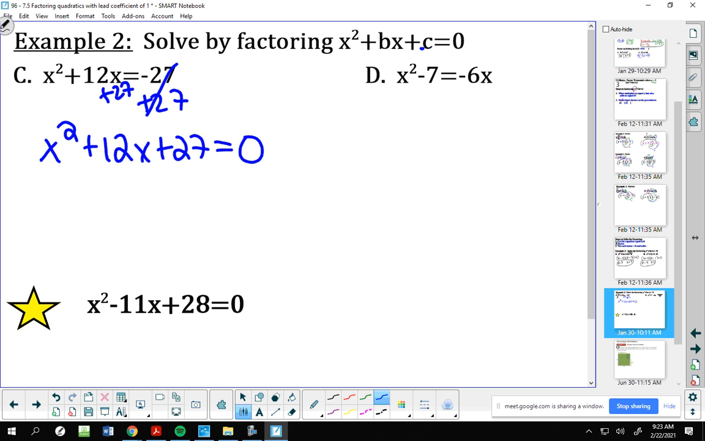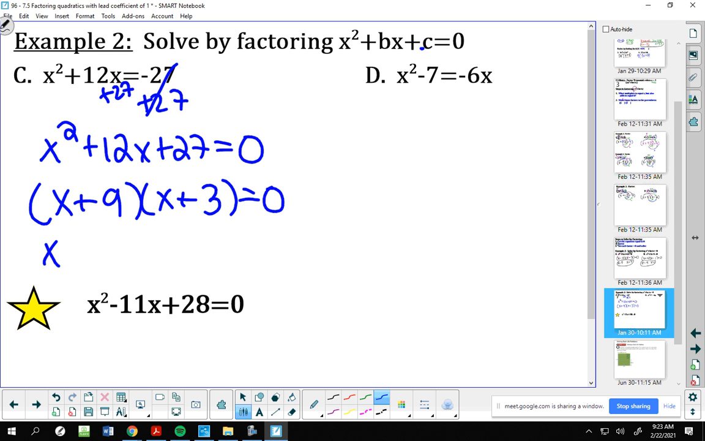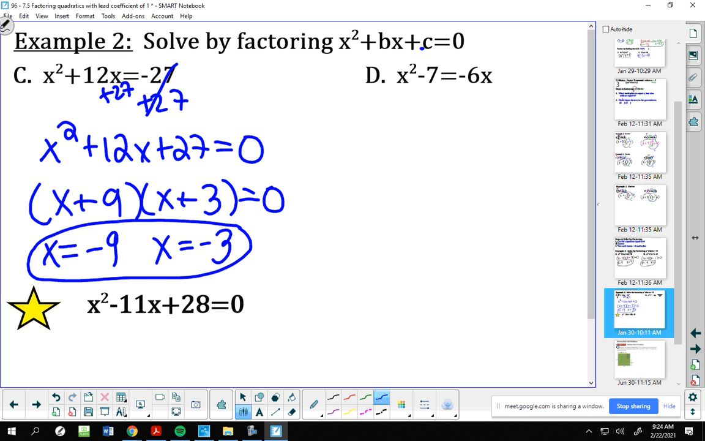All right, they're both positive, so we know that both of our factors are going to be plus and plus. What two numbers multiply to 27 and add to 12? 3 and 9. Yep. So just check. 9 times 3 is positive 27. Outer is 3x, inner is 9x. 3x plus 9x is positive 12x, so we're good. All right, so now we set each factor equal to 0. Subtract 9 from both sides, subtract 3 from both sides, and we get negative 9 and negative 3.